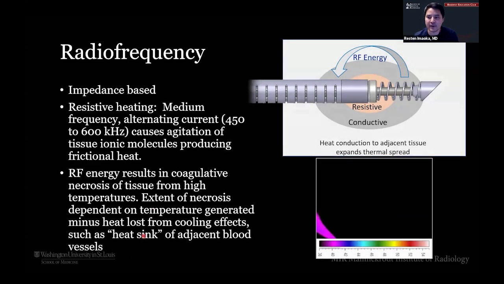When we talk about RF, it is impedance based and it's resistive heating, as I mentioned before. So medium frequency currents cause agitation of tissue ionic molecules, producing frictional heat. And that happens centrally within the ablation zone here. The extent of necrosis depends on the amount of temperature generated minus the heat loss from cooling effects of adjacent blood vessels. You can see that the majority of the resistive portion is here at the center, and then the rest of the ablation zone is actually just from conductive transfer, right? So the heat from here just transfers out into the remaining soft tissues.